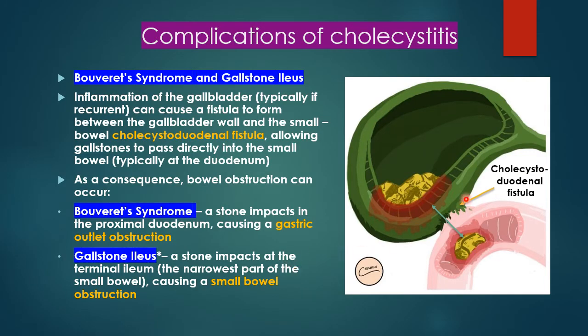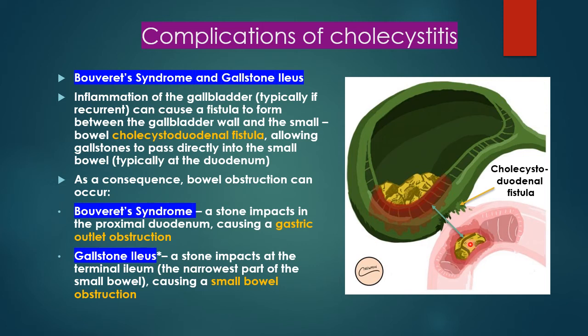This is another complication of cholecystitis, more so in chronic cholecystitis rather than acute cholecystitis, where there is inflammation of the gallbladder. As the gallbladder fundus and body lie very closely related to the first part of the duodenum, inflammation leads to fistula formation. This is the cholecystoduodenal fistula. The stones from the gallbladder can pass through this fistula and reach the first part of the duodenum, where they can cause duodenal obstruction, which is known as Bouveret syndrome. A stone impacts the proximal duodenum, causing gastric outlet obstruction. The patient comes in with profuse projectile vomiting.